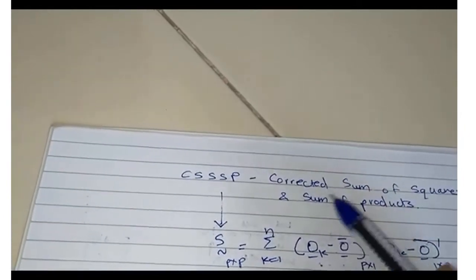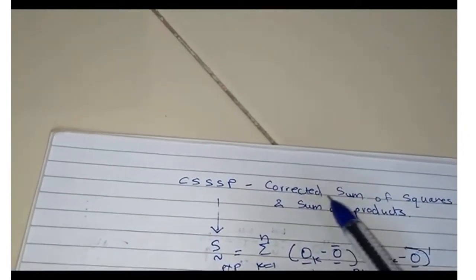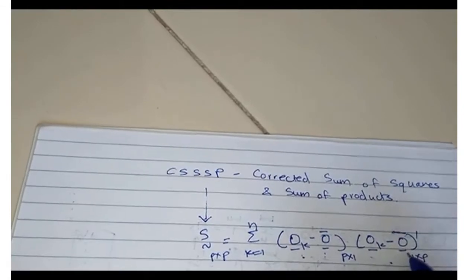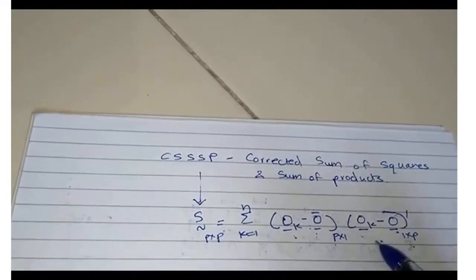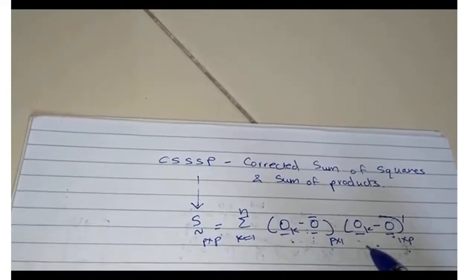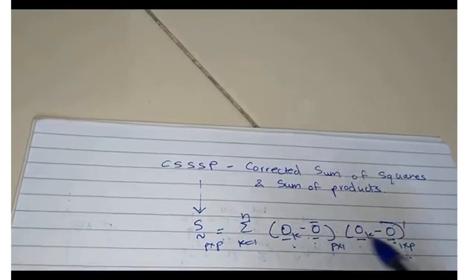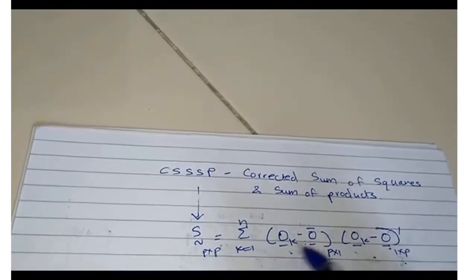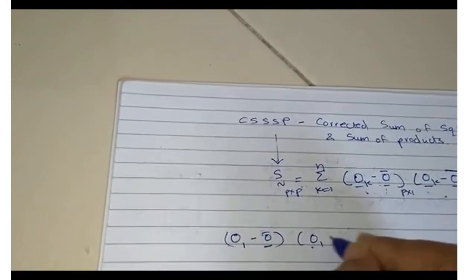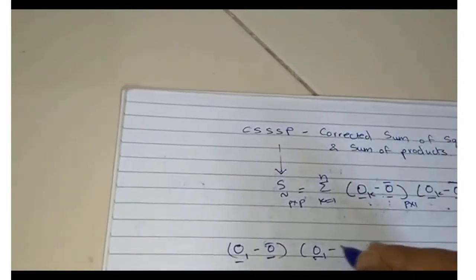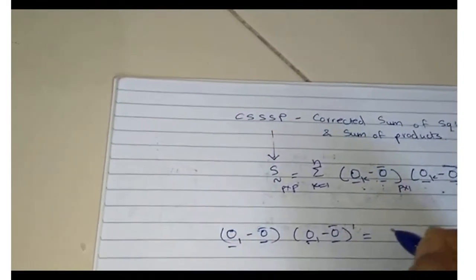Why? First of all, corrected. Corrected means we are subtracting the mean, so it is corrected. Sum of squares and sum of products. Now, when I take this, I'm going to get some components that will be squared. So let me write. For example, if I consider (O1 minus O bar) into (O1 minus O bar) prime, what do I get?